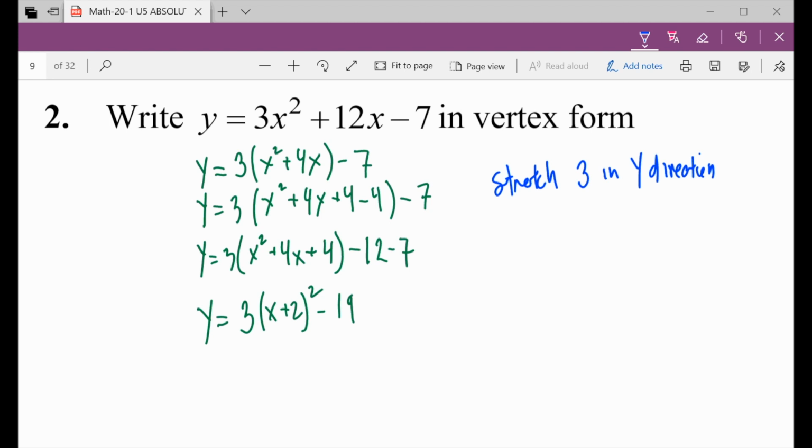And it also tells us what the vertex is. Remember, you're able to read the vertex more or less directly off. You just have to change the sign of the x. So the vertex will be (-2, -19).